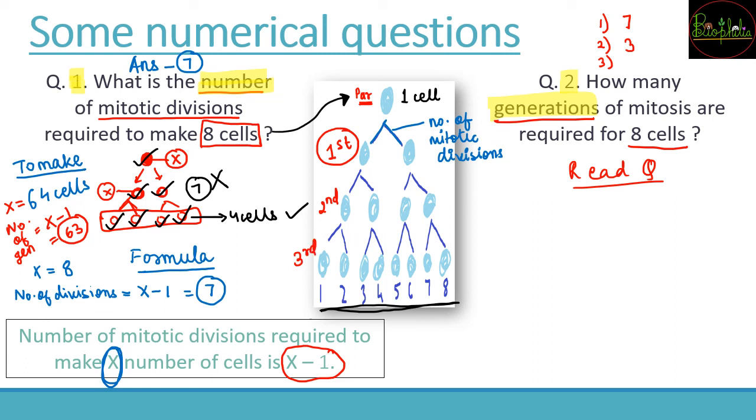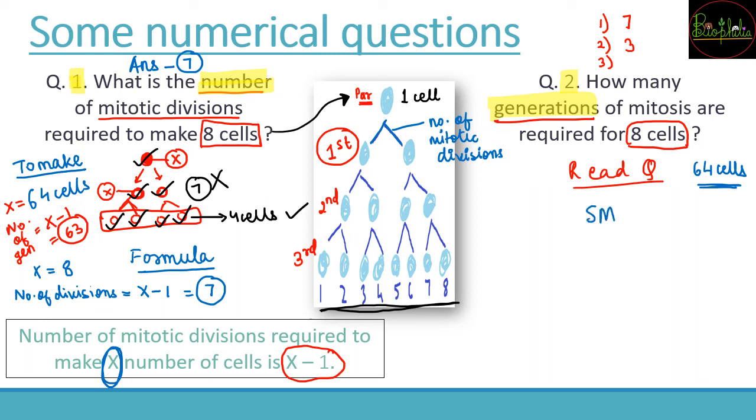So सबसे पहले आपको बनाना पड़ेगा 8 cells का chart, then you have to find out how many generations. So 8 cells छोटा number है. Again, if you try to make it more difficult, try to solve it with 64 cells. Keeping the number constant, 64 cells के लिए कितने generations लगेंगे?